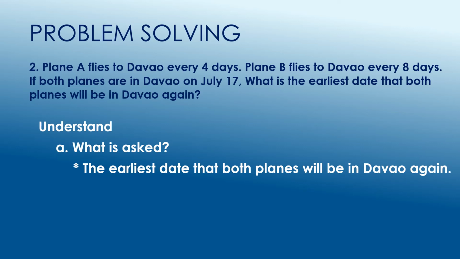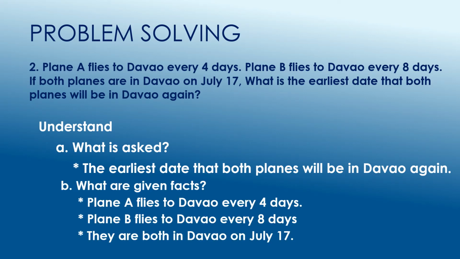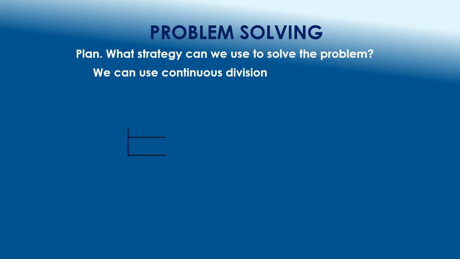What is asked? The earliest date that both planes will be in Davao again. The given facts: plane A flies to Davao every 4 days, while plane B flies to Davao every 8 days. They are both in Davao on July 17. Okay. Now, let's plan what strategy we can use to solve the problem. We can use continuous division.